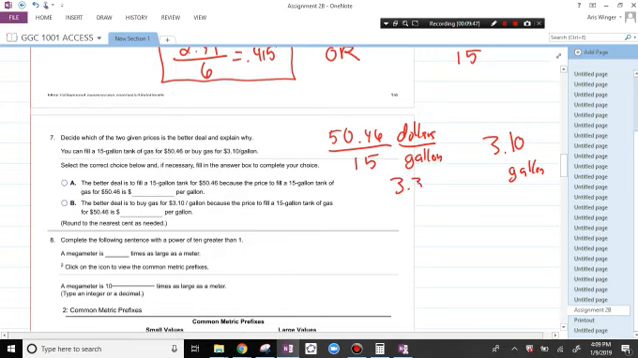$3.36, and so this one is the better deal, and we'll put $3.36.